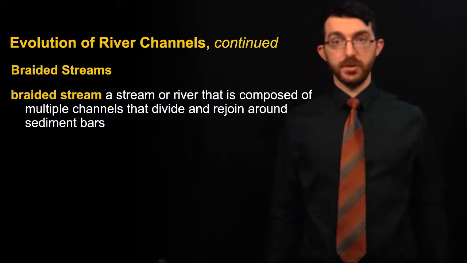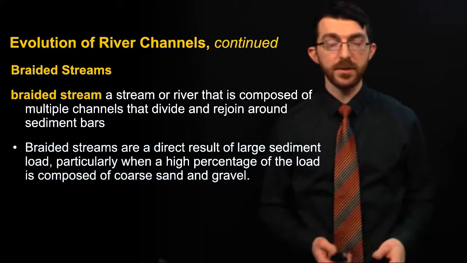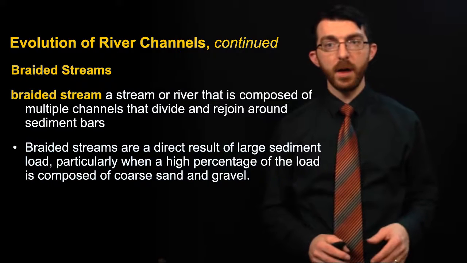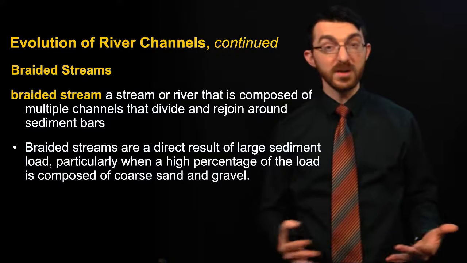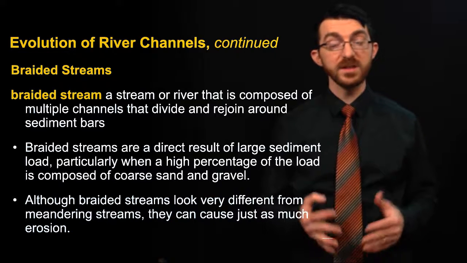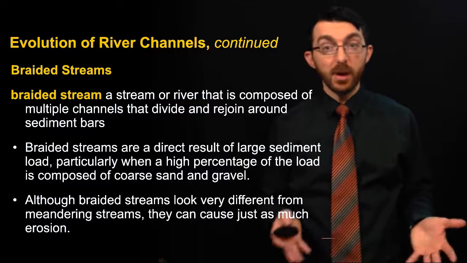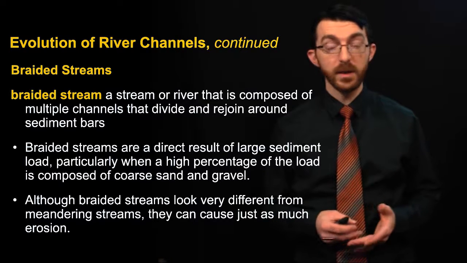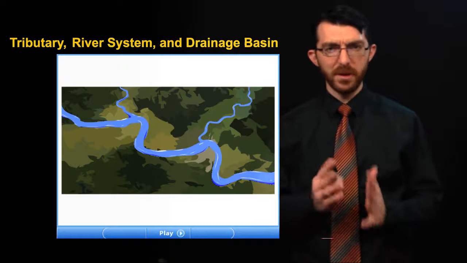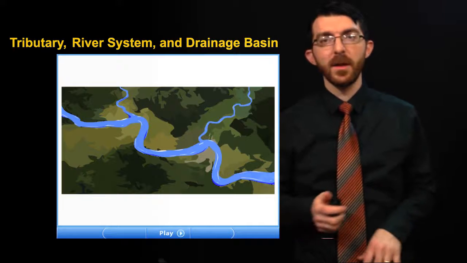So, braided streams. A braided stream is a stream or river that is composed of multiple channels that divide and rejoin around sediment bars. Braided streams are usually a direct result of large sediment load, particularly when a high percentage of the load is composed of coarse sand and gravel, so it's just an enormous bed load. Although braided streams look very different from meandering streams, they can cause just as much erosion. You can almost think of it as a whole bunch of meandering streams in the same space.